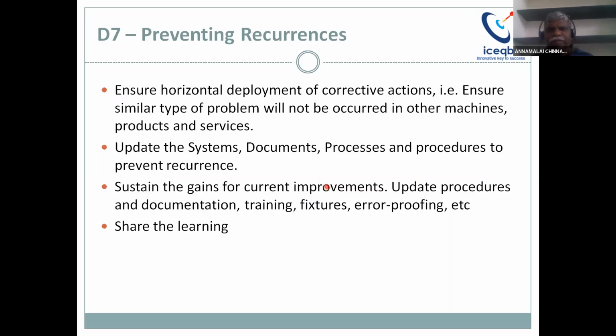That means if there are 8 machines and you have identified the problem in one machine and taken action on the first machine, then ensure that the same action is implemented in the other 7 machines. That's what we call horizontal deployment. Then update the systems, documents, processes, and procedures to prevent the recurrence. So sustain the gains from the current improvement and update the procedure, documentation, training, etc. And then share the learning with the other departments or locations where there is a possibility that similar problems can happen.